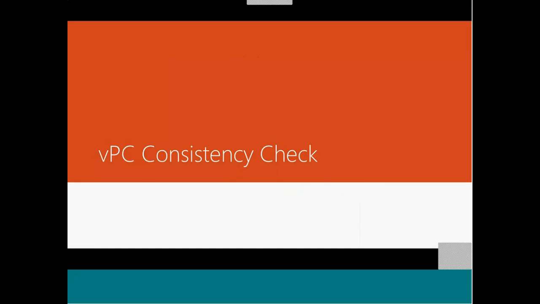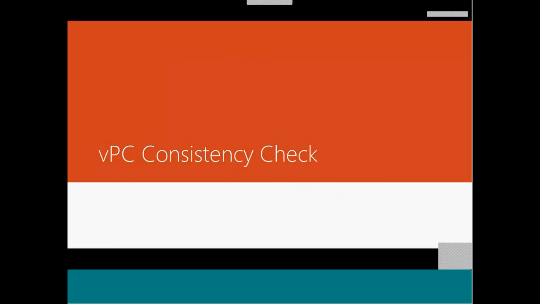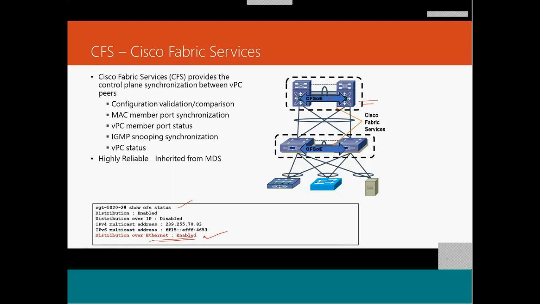All right. Any questions still left? Where it's not working? No. So we needed distribution over Ethernet, CFS OE, right? So the distribution over IP has to be... It's a layer 2 port channel, right? So why do you need IP right here? Okay, I see. Okay, got it. All right. Any questions so far?